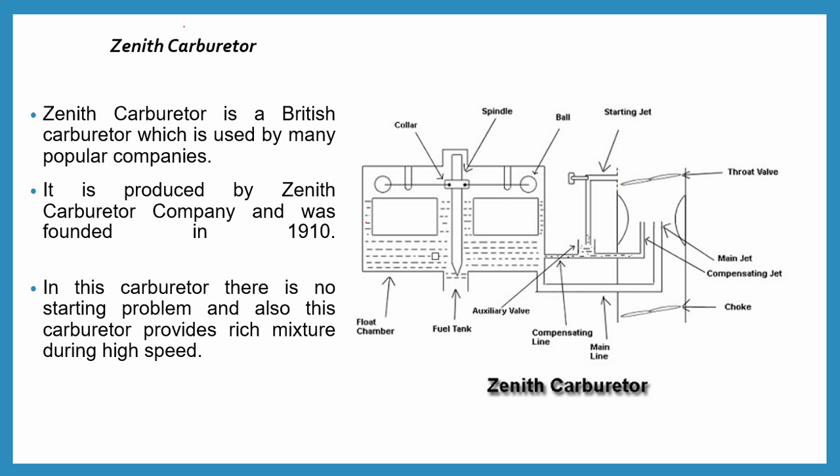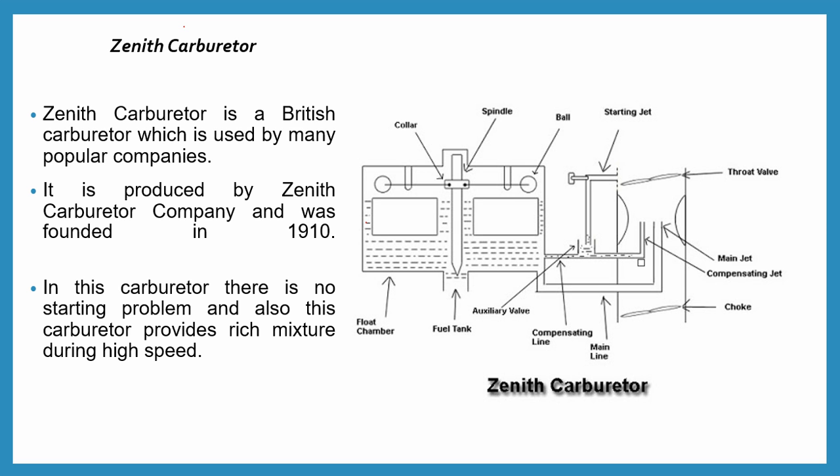This one is the float chamber, and from there the fuel tank. This line is connected with the fuel tank. This one is the choke section. The spindle is connected with this float chamber. There is a fuel flow line. This is a starting jet. This is the compensating line and this one is the main line.